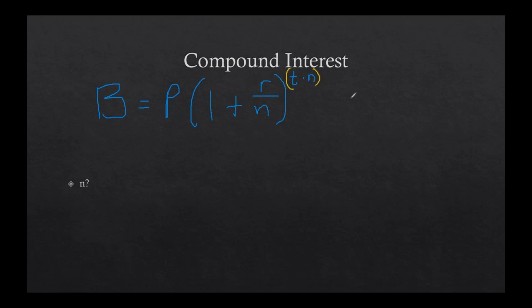We talked about that. P stands for principal. R is our rate as a decimal. T stands for time in years. But now we have this pesky letter N. So how do we deal with that? What does N stand for? Does anybody know what N stands for? And it's not sample size like section 18. Anybody have an idea?